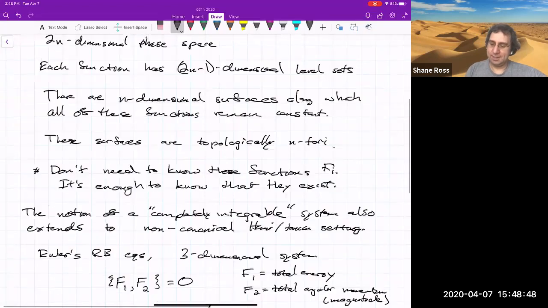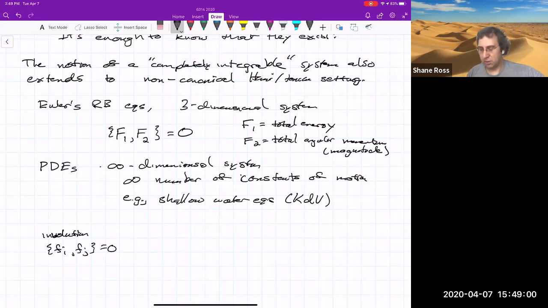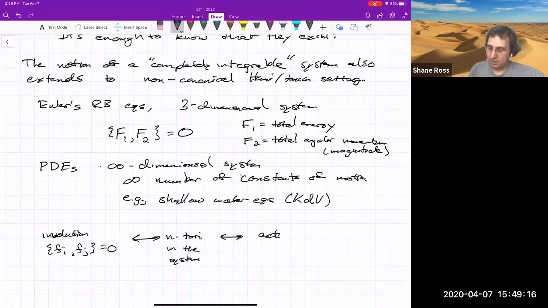I guess we could do this kind of diagram. Things that are in involution, right? So if you're able to demonstrate that there are all these non-trivial functions whose Poisson bracket with each other is 0, then that means there are n tori in the system, which definitely means that there is an action angle description for the system.